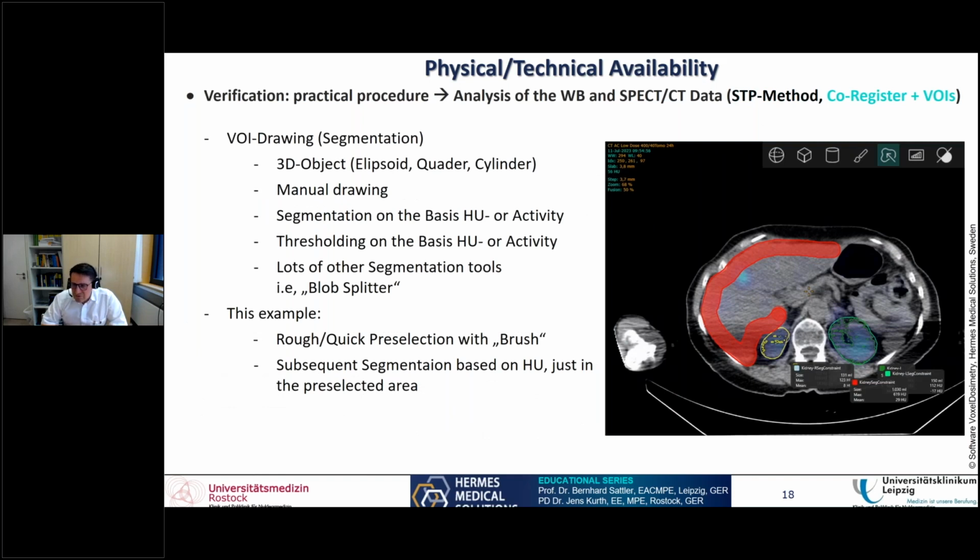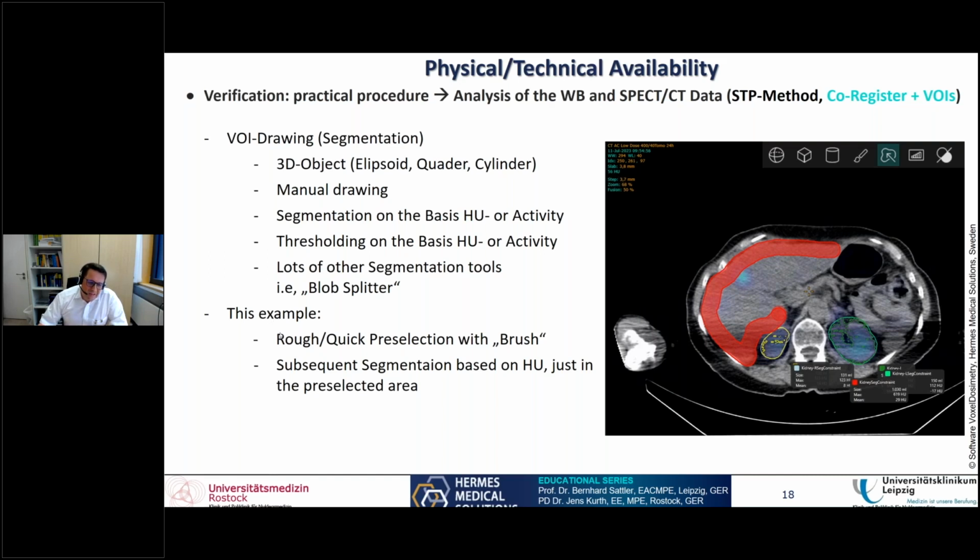This here is the voxel dosimetry of HMS Medical Solutions. I should mention that in an HMS Educational Series, where you can do the VOI drawing very, very sophisticated. You can have a 3D object, ellipsoid, cuboids, or cylinders, manual drawing, segmentation on the basis of Hounsfield units or activity, thresholding on the basis of those two values. Lots of other segmentation tools, for instance, the blob splitter, where you can have an automatism that subdivides your region of interest into tumors and healthy tissue, for instance, in the liver, and so on.